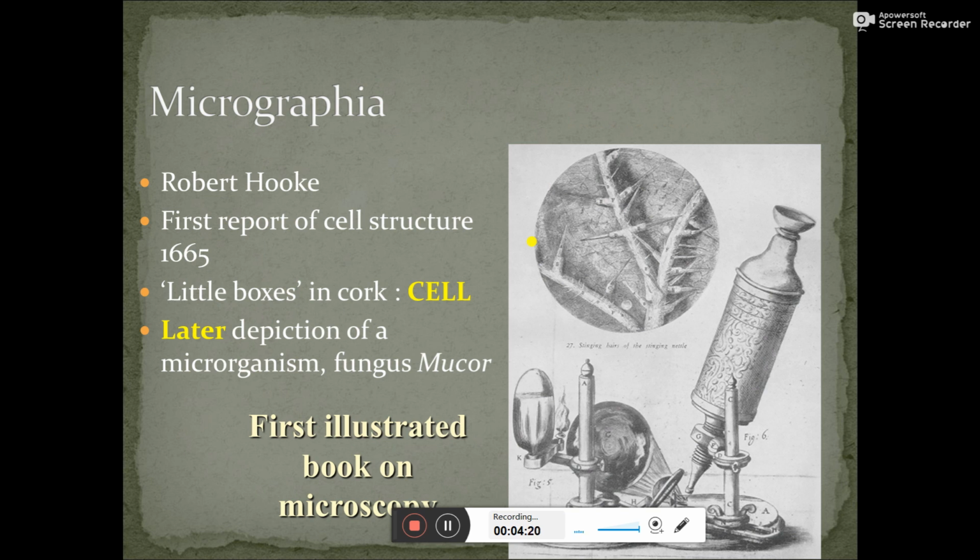Robert Hooke was the first one to report the cell structure in 1665, and it was the first illustrated book on microscopy. Other than the cork cells of the plants which he had observed, Robert Hooke also observed microorganism, mainly the fungus mucor, in his studies. So all his observations were encoded and enlisted in the book Micrographia.